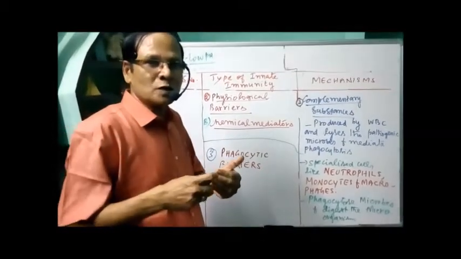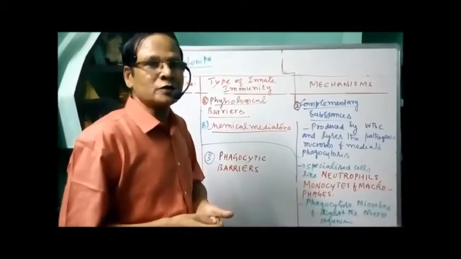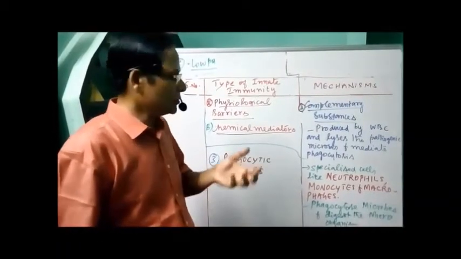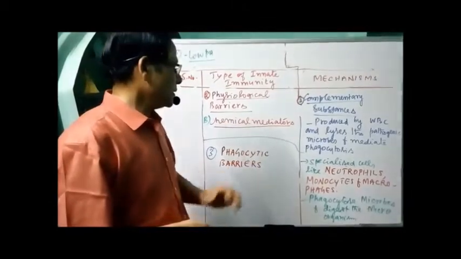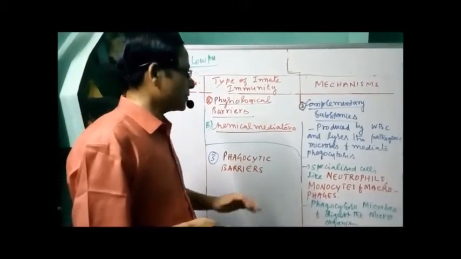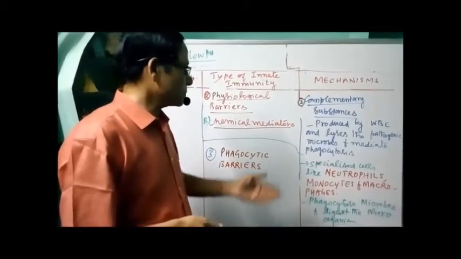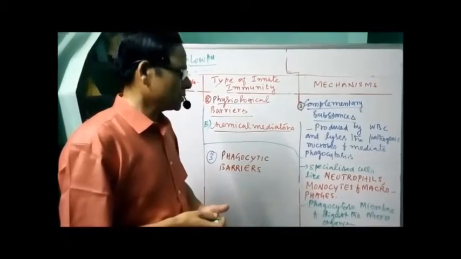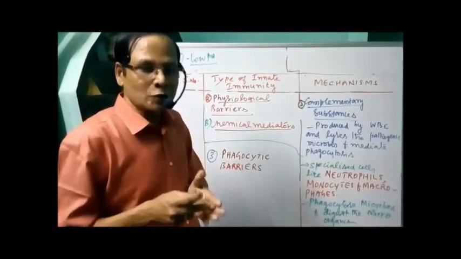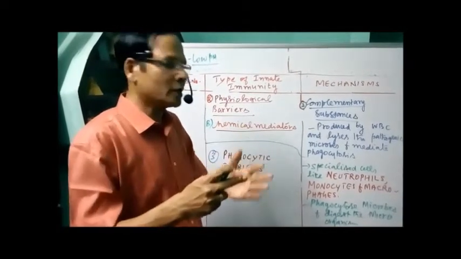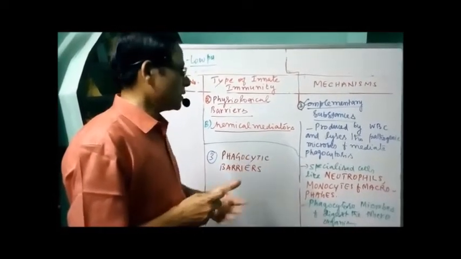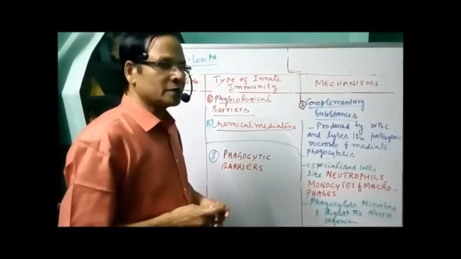It has free radicals and bacteriolytic enzymes to destroy the invading microorganisms. So the main function of the phagocytic barriers, by neutrophils, monocytes and macrophages, is to phagocytose the microbes, engulfing and also digesting the entire microorganism. So that's about the phagocytic barriers.